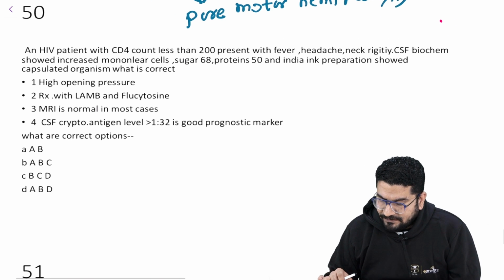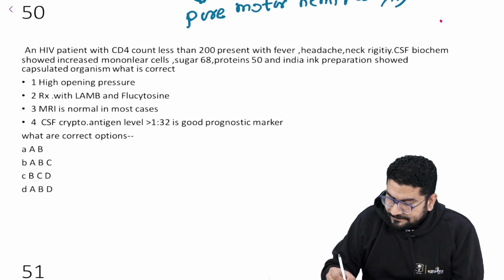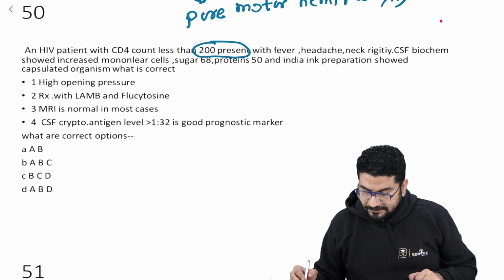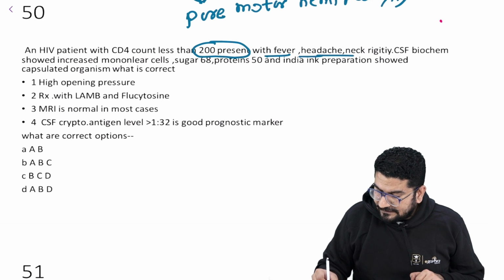Next question: an HIV patient with CD4 count less than 200. You know, most of the dangerous infections occur when the CD4 count is less than 200. Then there is fever, headache, neck rigidity. So the diagnosis is meningitis.